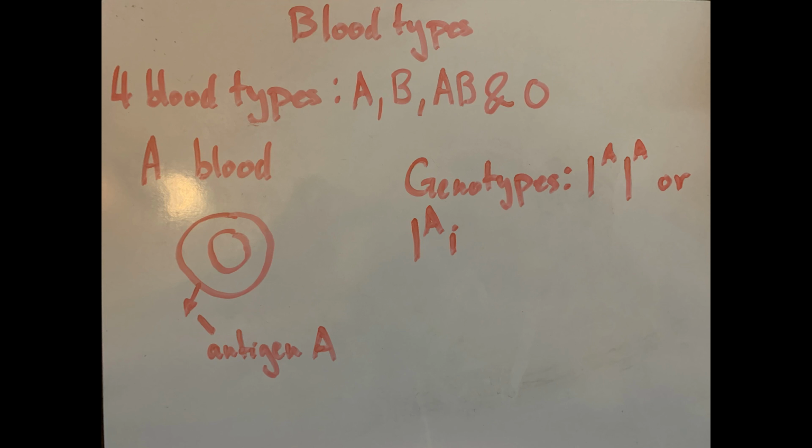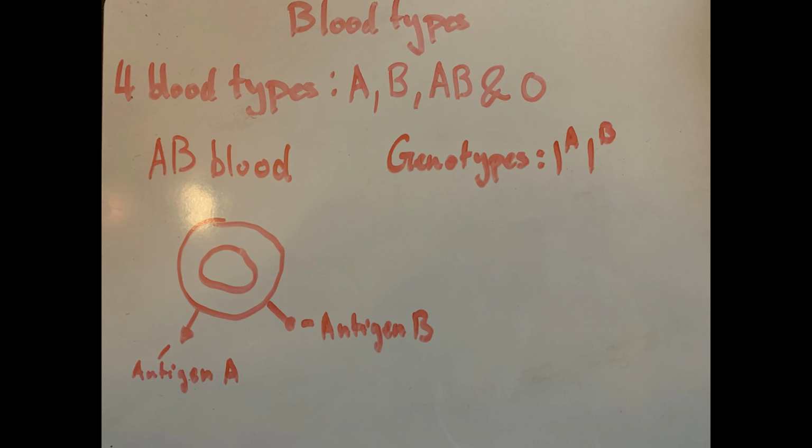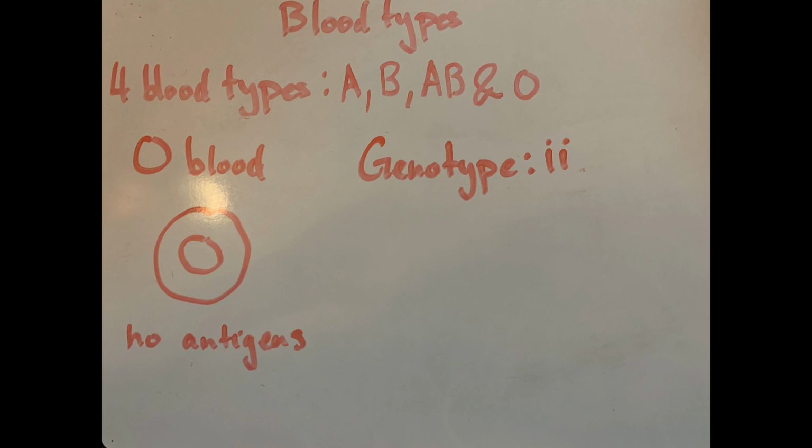A blood carries an A antigen and has a genotype of either IAIA or IAi. B blood carries a B antigen and has a genotype of either IBIB or IBi. AB blood carries both A and B antigens with a genotype of IAIB. O blood carries no antigens and has a genotype of ii.